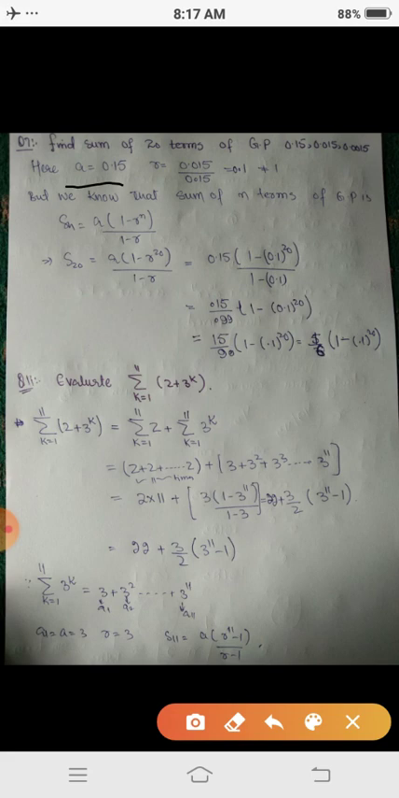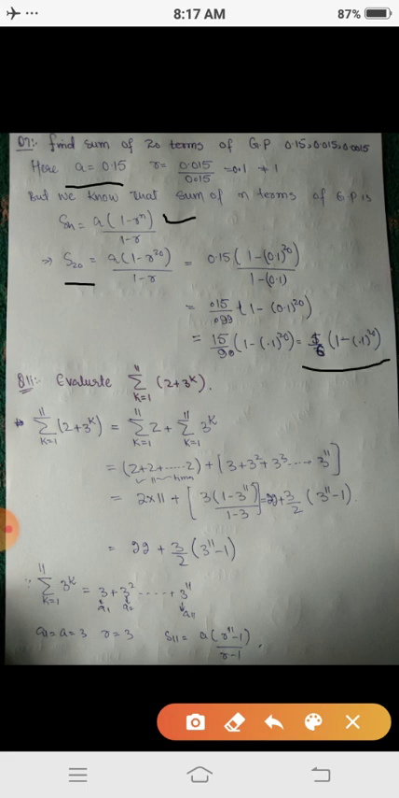Clearly this 0.1 is not equal to 1, which implies that we know that the sum of n terms of a GP whose ratio r is not equal to 1 is given by Sn equals a into 1 minus r^n upon 1 minus r. So S20 becomes a into 1 minus r^20 divided by 1 minus r. Substituting a and r, we simply get 5 by 6 into 1 minus 0.1 raised to power 20. So this is the required sum of the first 20 terms.